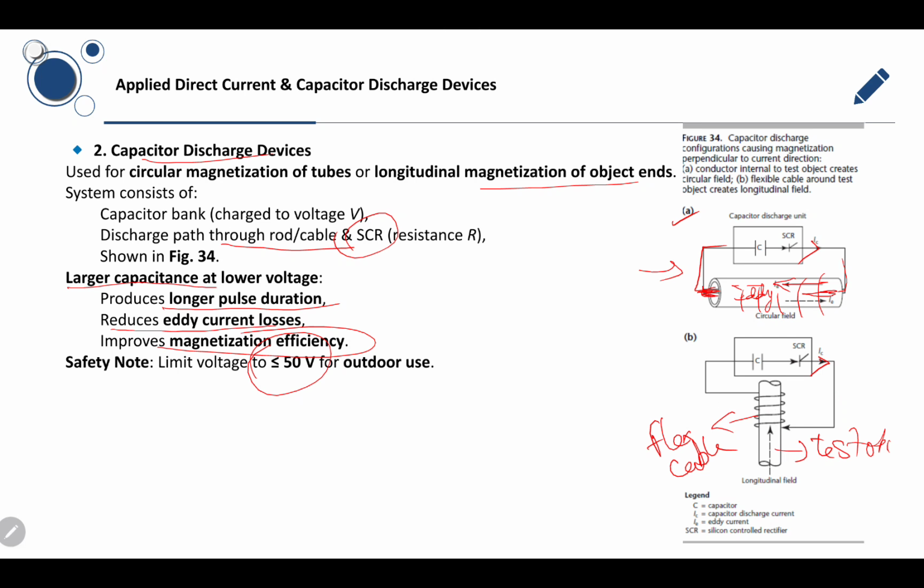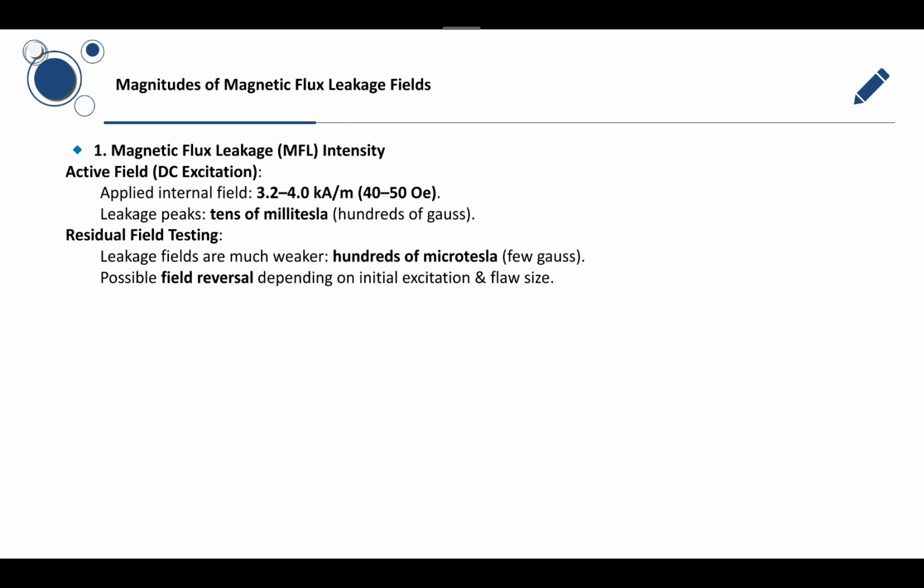This creates a longitudinal magnetic field running along the length of the part. So this is for detecting transverse cracks. This is the transverse crack because the field lines run along the part, and cracks perpendicular to the flux cause leakage. Let's move on to the next slide.